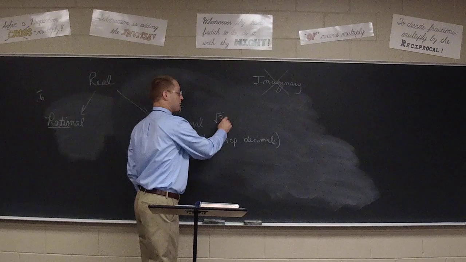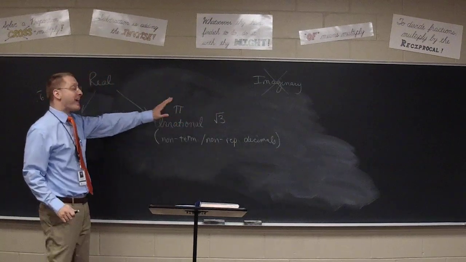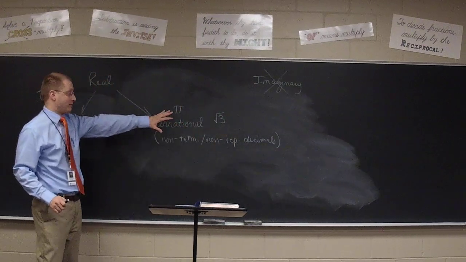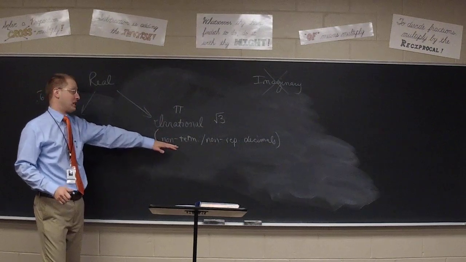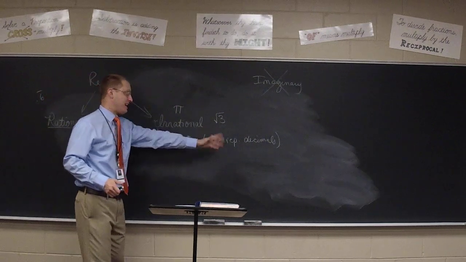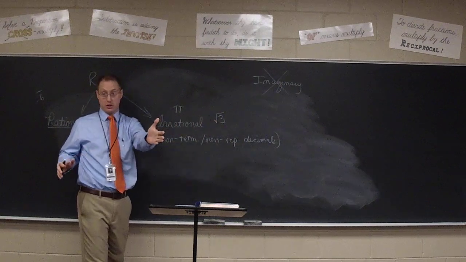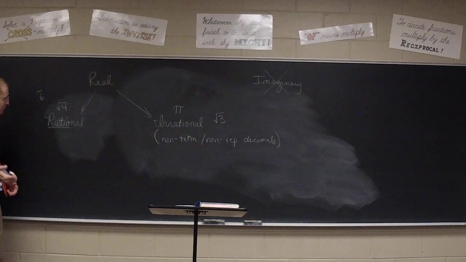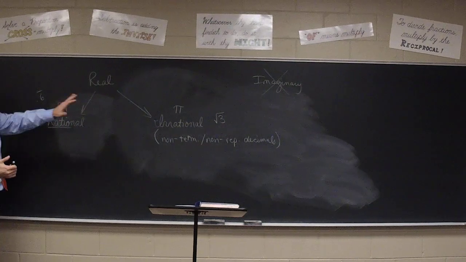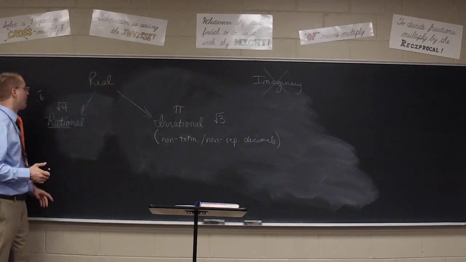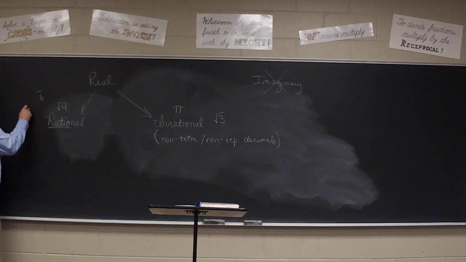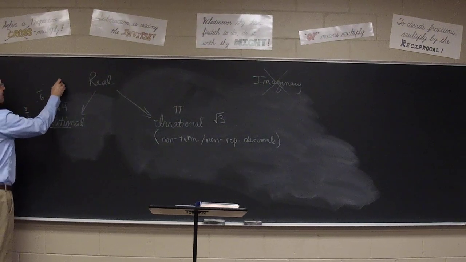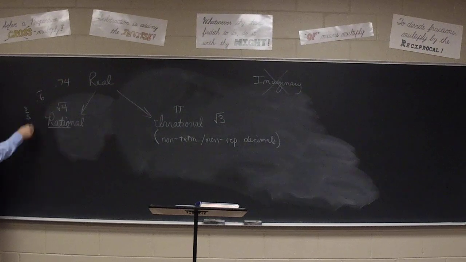The square root of 3. It doesn't come out evenly. So any root that doesn't work out evenly will end up being a non-terminating, non-repeating decimal. If he'd said square root of 4, well, that would be 2, which could be 2 over 1, which would be a fraction, which would be rational, right? But roots that don't come out evenly are irrational. Roots that do come out evenly, rational. Fractions, rational. Terminating decimals, rational. Whole numbers, rational. Even negatives of some of these, rational.